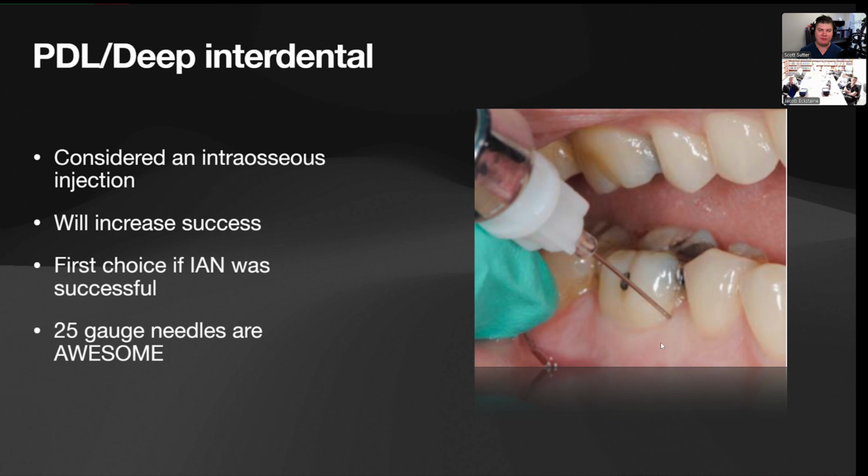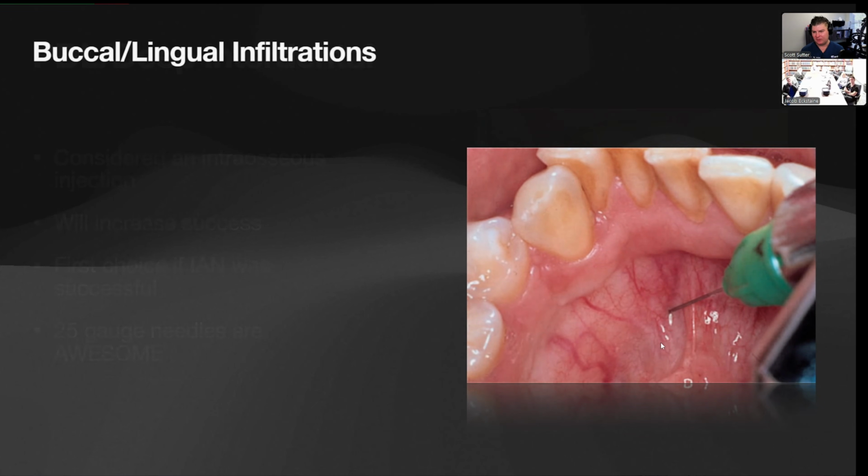This is a very, very useful technique. Like I said, I do these all the time. This is exactly the first step, as long as I know the IA is numb. After that, you have a couple different options.